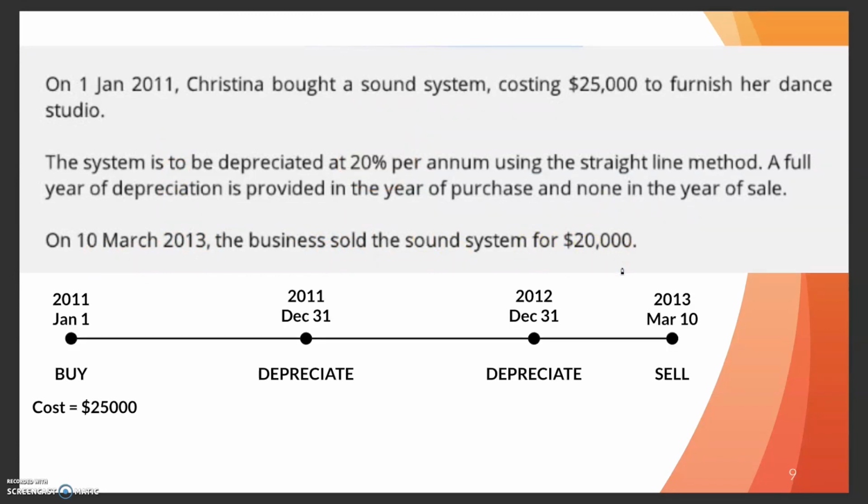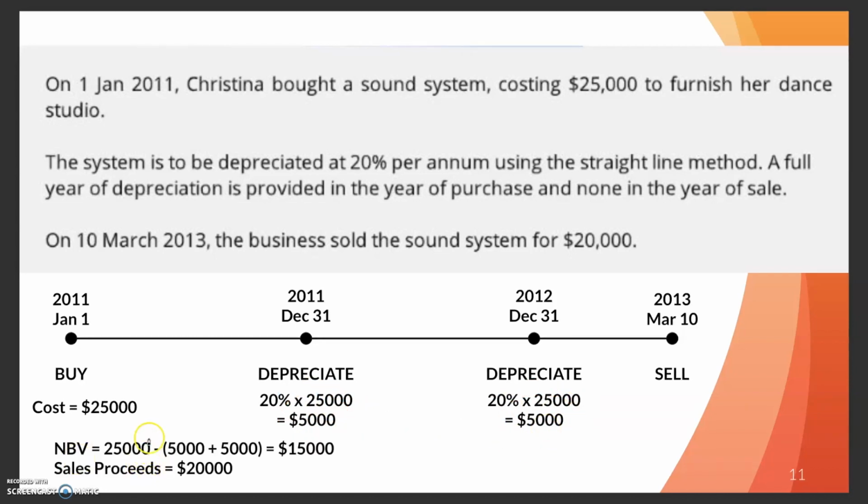We can draw a timeline to indicate the purchase date and the selling date. With the question telling us the year end, we will be able to establish how many times it is being depreciated before it is sold. Since it is using the straight line method, the depreciation per year is constant at $5,000 each. The net book value before it was sold is $25,000 minus the total depreciation, and this gives us 15K. The business is able to get 20,000 back, so this results in a gain.